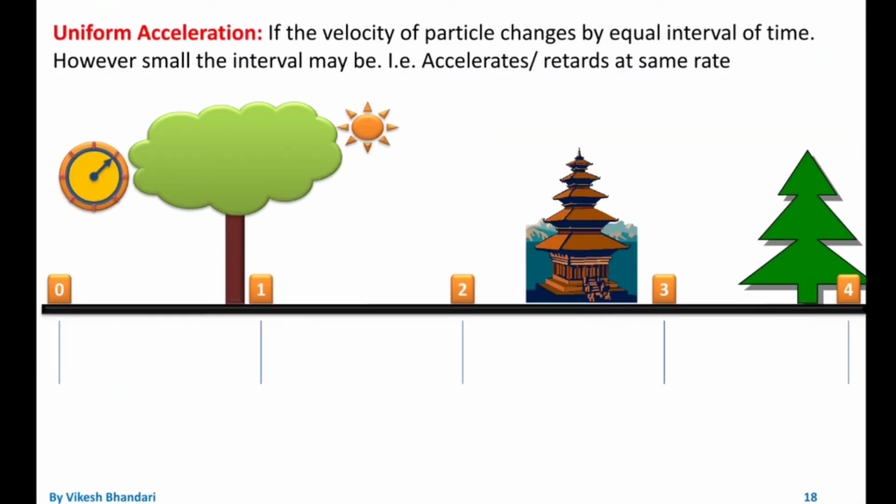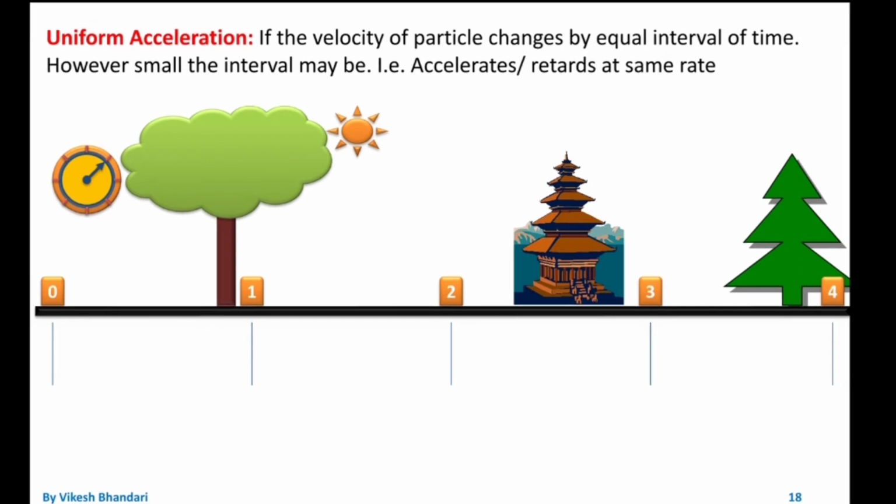Next, uniform acceleration. What is uniform acceleration? If the velocity of the particle changes equal by equal interval of time, then the object is said to be in uniform acceleration. Then it is called as a body in uniform acceleration.